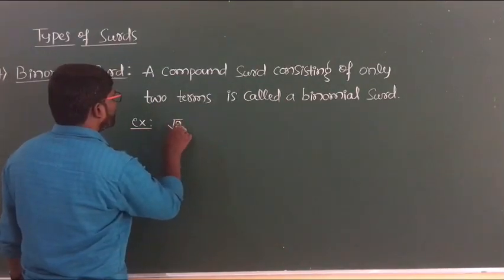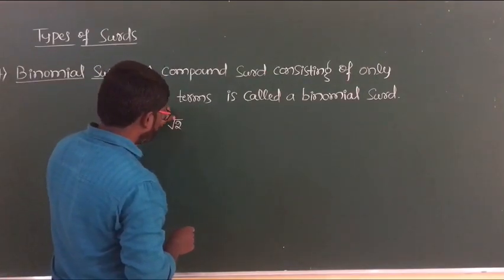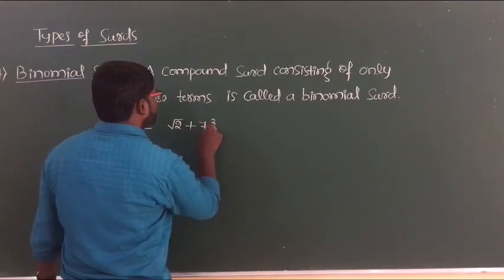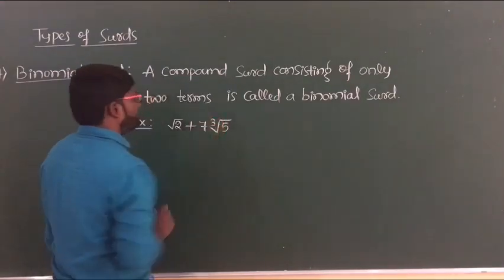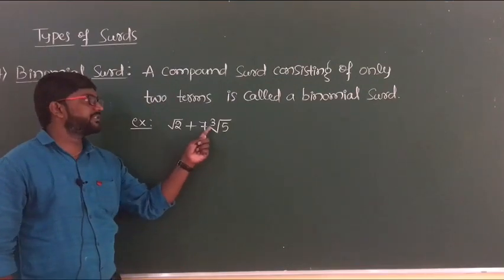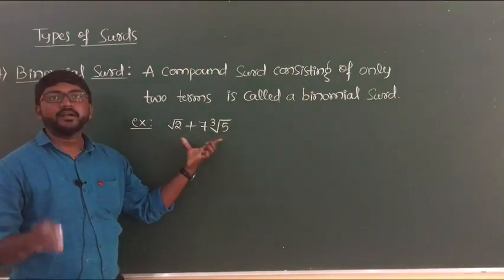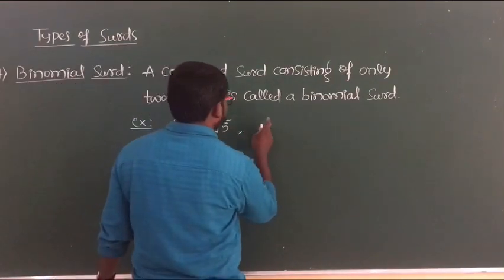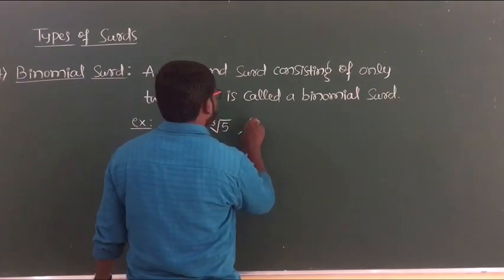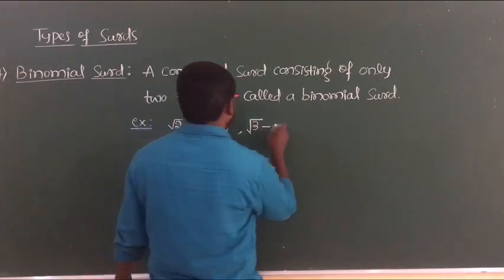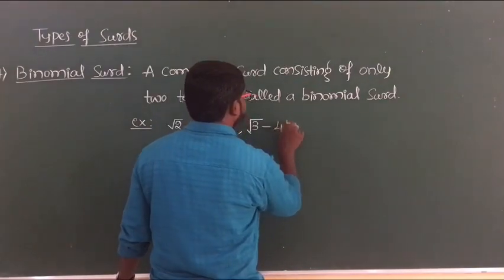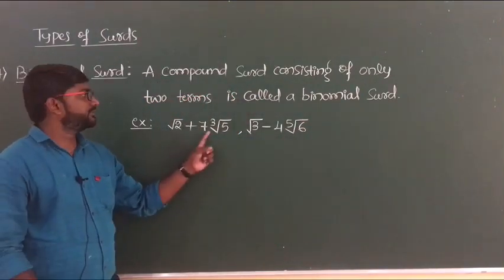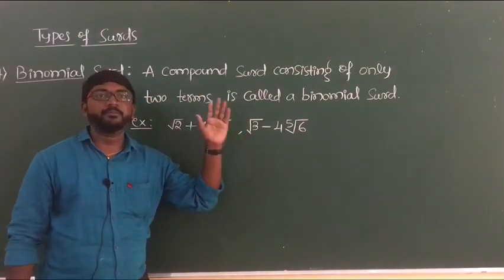So the examples are root 2 plus 7 times cube root of 5. So this is an example for a binomial surd which has only two terms. And another example can be root 3 minus 4 times fifth root of 6. So both of these are examples of binomial surd.